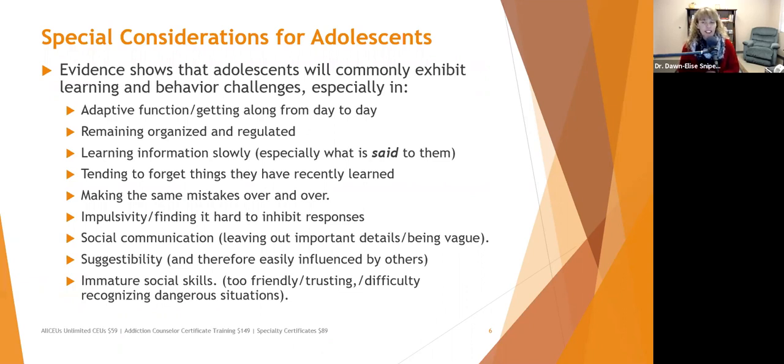They may have difficulty in social communication and leave out important details, or they may just be very vague, not intentionally, but they don't remember the details. They're very suggestible and easily influenced by others, and often have immature social skills, making them too trusting, too friendly, and they have difficulty recognizing dangerous situations.